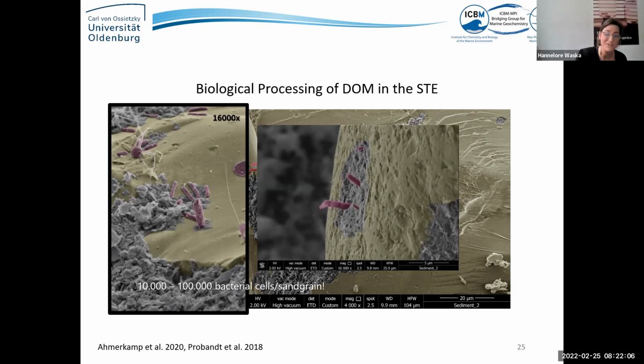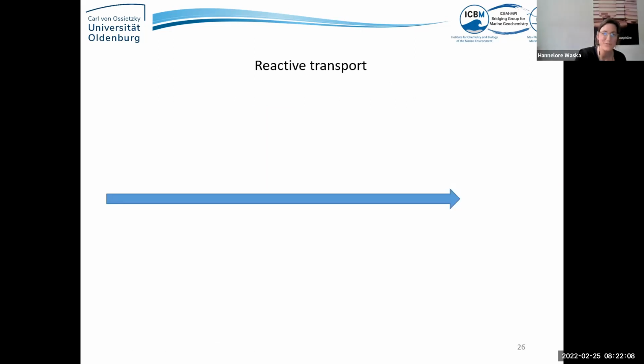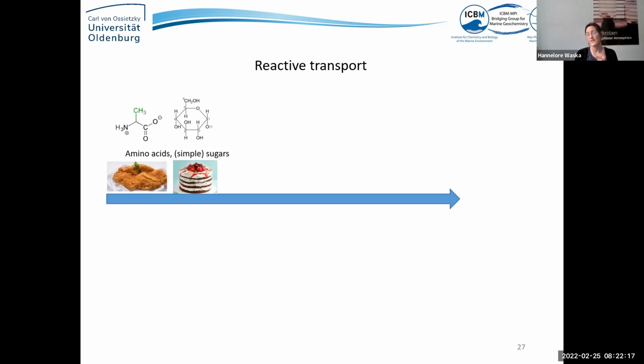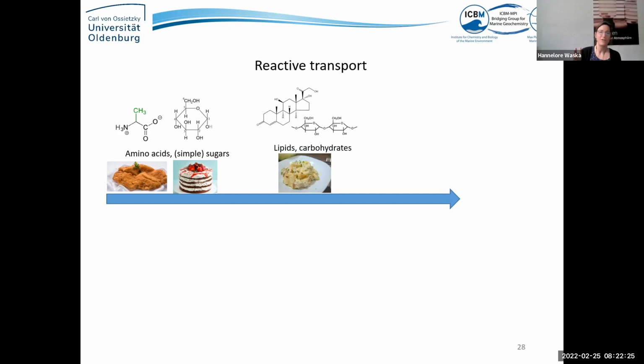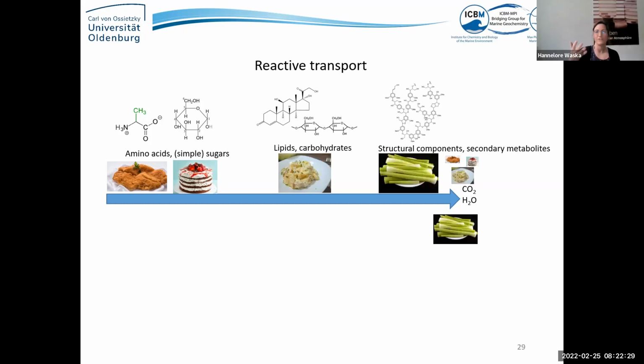And so what do these bacteria do? What do they eat? One way to look at it is looking at reactive transport. And now from the molecular, from the DOM perspective, we start, of course, with this very tasty stuff. So this is going to be utilized first: acids, sugars, anything that can be eaten up very quickly. And then down the line, if that is depleted, we can go to lipids and carbohydrates maybe. And then in the end, we have these structural components and secondary metabolites. So they will eat them if they have to, but maybe not if they have a choice.